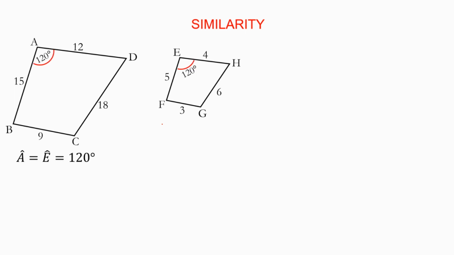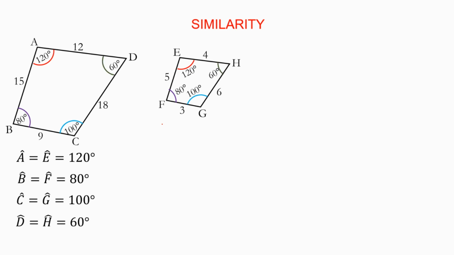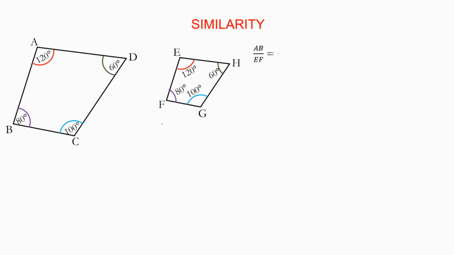If we check here, angle A is equal to angle E, then angle B is equal to angle F, then angle C is equal to angle G, then angle D is equal to angle H. So we are saying that for similar polygons, the corresponding angles are equal. Let's check the sides.